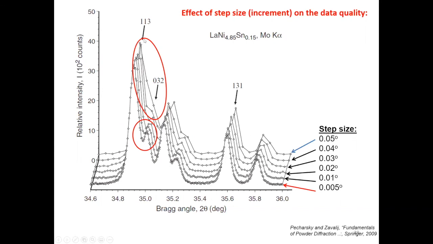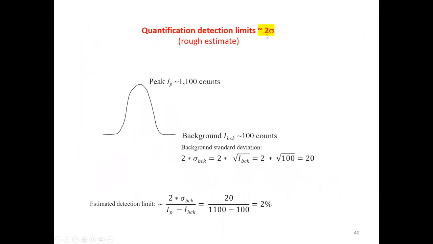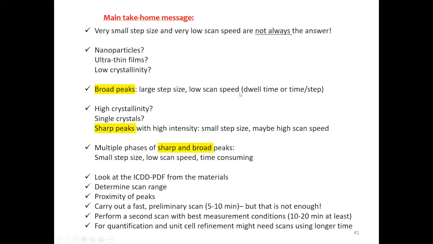That is not always the answer. You're going to end up spending days, or a whole night or a weekend, collecting data. You have to find the best compromise. If you have broad peaks, you are probably going to be able to use a large step size, because you don't have sharp peaks, but go slow so that you can enhance the signal above the background.